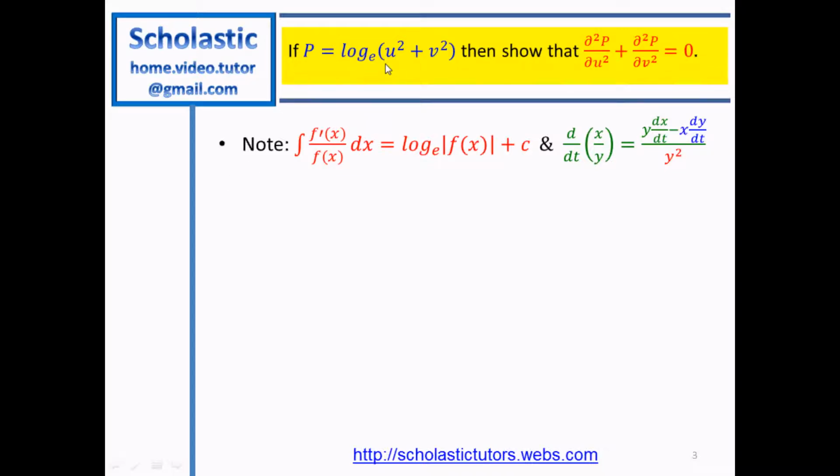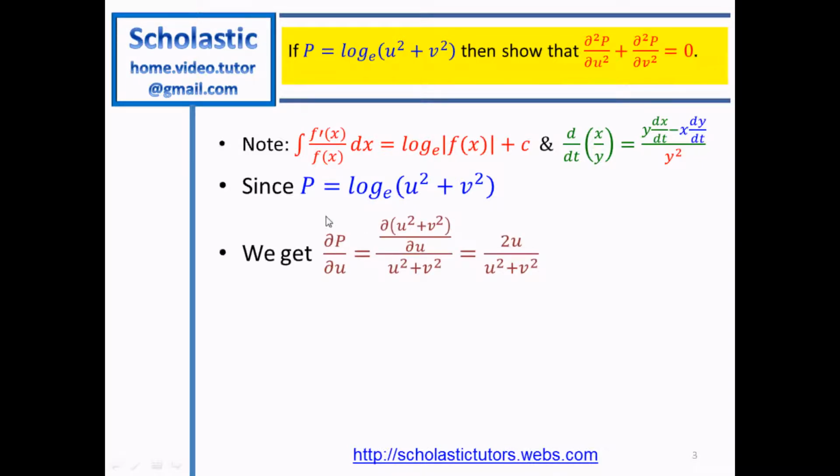First, we need to differentiate P with respect to u. P is given, so the partial derivative of P with respect to u, and here the function f(x) equals u squared plus v squared. U squared plus v squared will come in the denominator, and the numerator is the partial differentiation with respect to u of the function f(x), in this case u squared plus v squared.